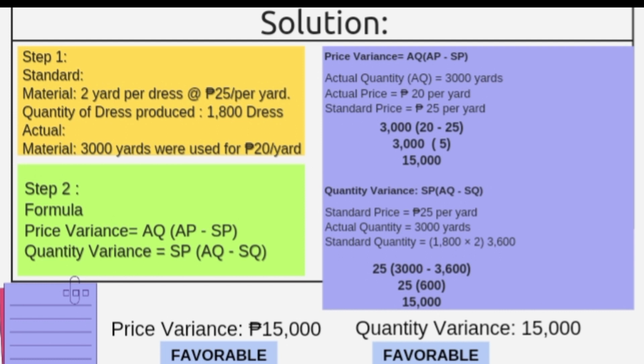And in solving, it would be 25 multiplied by 3,000 minus 3,600. First, find the difference between 3,000 and 3,600, and it is 600. You can put negative or not, it is okay. And then multiply by the 25 standard price, it would be 15,000. So now our quantity variance is also 15,000, and it is considered favorable as well because the actual quantity is less than the standard quantity that the business produces.